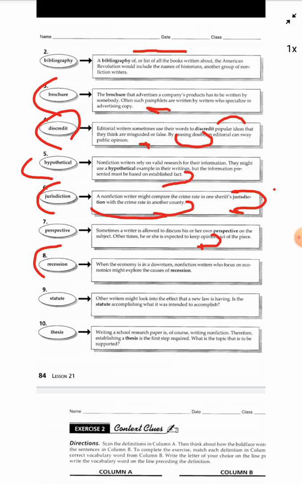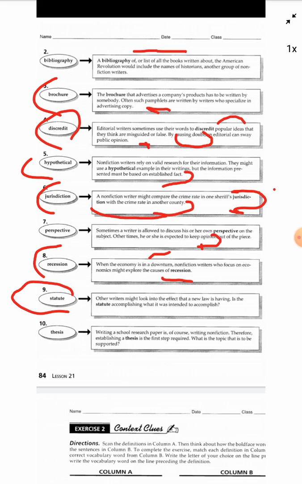Recession. When the economy is in a downturn, stuck, problem. Non-fiction writers who focus on economics might explore the causes of recession. So we said recession here could mean downturn. The context includes downturn. Problem, obstacles with the economy. So recession, we want to go back in order to launch again. So here recession means to withdraw, to go back, to pause, to stop, according to the sentence.